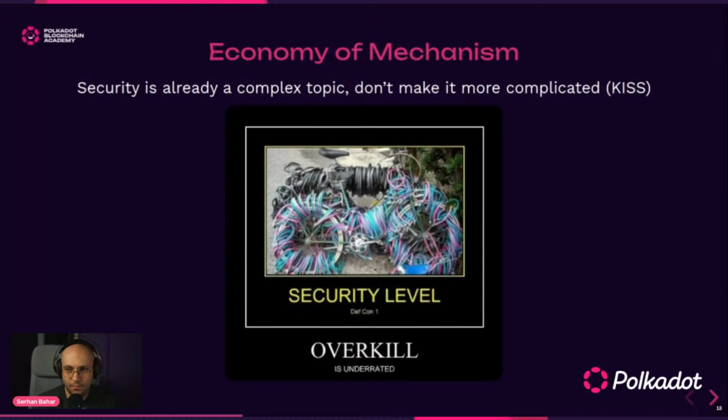So, economy of mechanism. Keep it simple and stupid. Security is already a complex topic, and we don't want to make it more complicated. I live in London, and you can see that we try to protect our bicycles like this. It's not going to be sensible, right? If you have a 100-pound bicycle and you spend a lot of money to protect it, it's not going to be a sensible thing. So keep it simple and stupid, because security doesn't like complex topics.